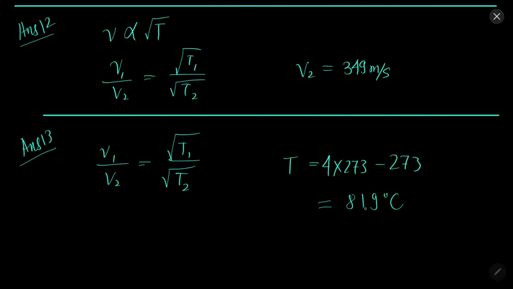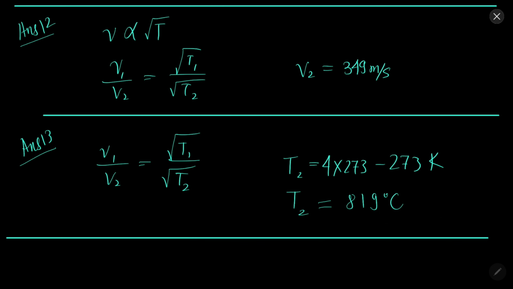This is in degree Celsius, okay, and this is in Kelvin. When you solve this, it is in Kelvin, and when you convert it into degree Celsius after taking the minus 273, you will obtain this.